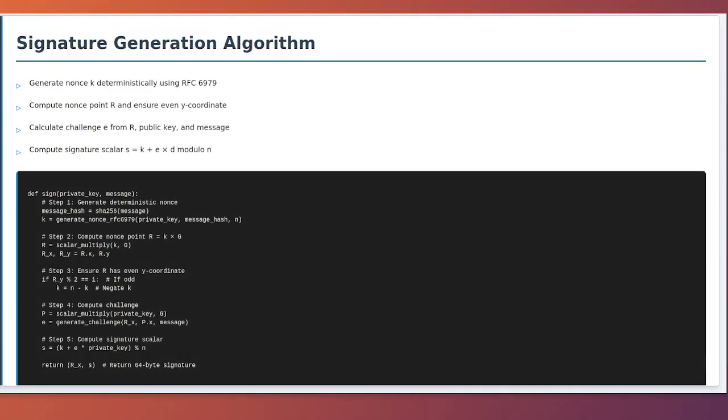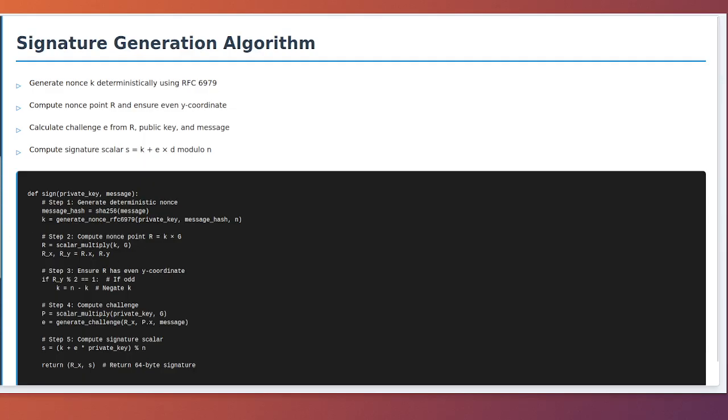Signature generation algorithm. Now we're ready to examine the complete signature generation algorithm in detail. The process takes as input the private key D and the message M to be signed, and produces as output a signature consisting of a 32-byte R component and a 32-byte S scalar. Let's walk through each step carefully, as getting any detail wrong can completely compromise security.